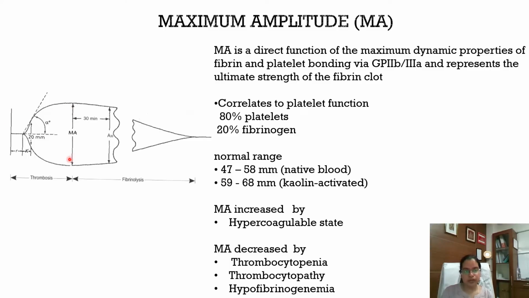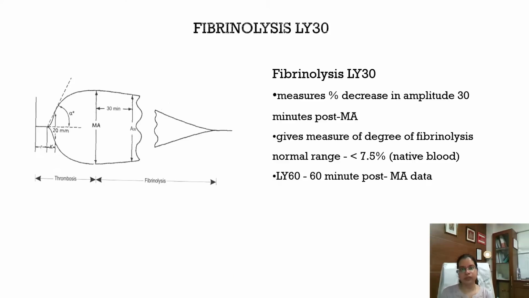So this is the MA, which represents the ultimate strength, like how strong the clot is. It correlates to platelet function, that is 80% by platelets and 20% by fibrinogen. Its normal range is 47 to 58 mm in native blood and 59 to 68 mm in kaolin activated, and it is increased in a hypercoagulable state, and it is decreased by thrombocytopenia, thrombocytopathy, that is platelet function defect, and in hypofibrinogenemia.